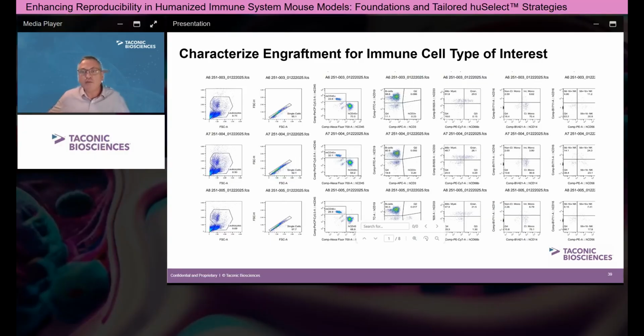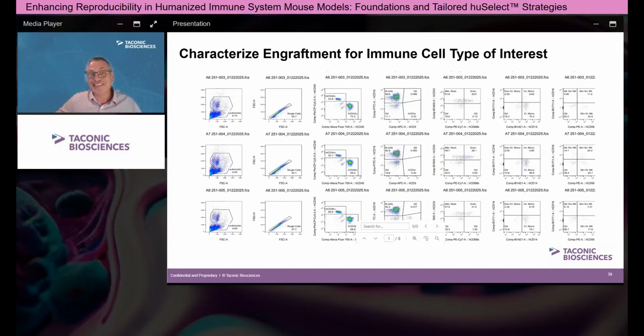So again, when trying to understand whether a specific donor or even just that type of HIS model in general is going to be suitable for your study, understanding what cells are present is really critical. And the ability to go back to that donor is going to give you better confidence that your target is going to be present. And if we happen to have enough cells, it enables you to go back to it multiple times to repeat that experiment or perform additional experiments with the confidence that you're working with the same human immune cells.